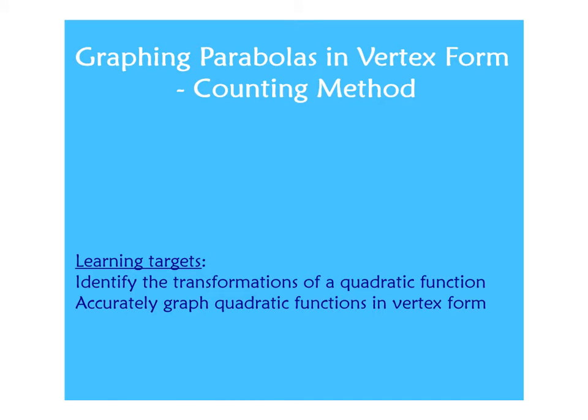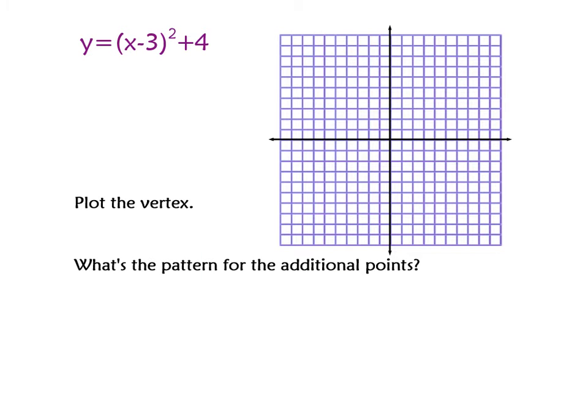So we've been graphing parabolas in vertex form, and today we're going to learn the counting method, which will just save you some time when graphing. So if we were going to graph this one, hopefully you know that the original graph x squared starts at 0, 0, and we look at our new equation and see that this minus 3 means right 3, and this plus 4 means up 4.